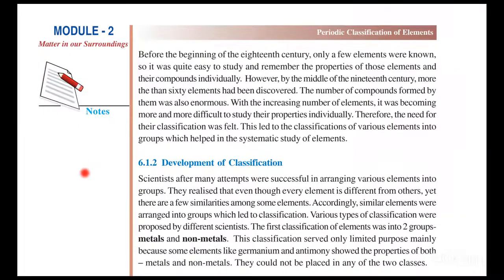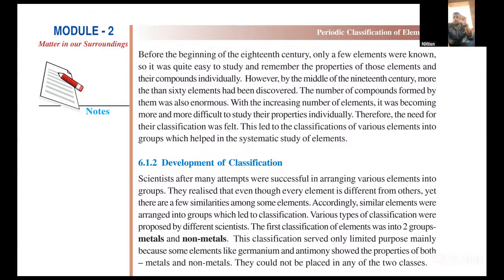Before the beginning of the 18th century, only a few elements were known, so it was quite easy to study and remember the properties of those elements and their compounds individually. However, by the middle of the 19th century, more than 60 elements had been discovered. The number of compounds formed by them was also enormous. With the increasing number of elements, it was becoming more and more difficult to study their properties individually. Therefore, the need for their classification was felt. This led to the classification of various elements into groups, which helped in the systematic study of elements.